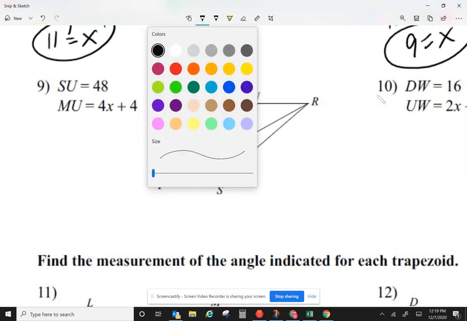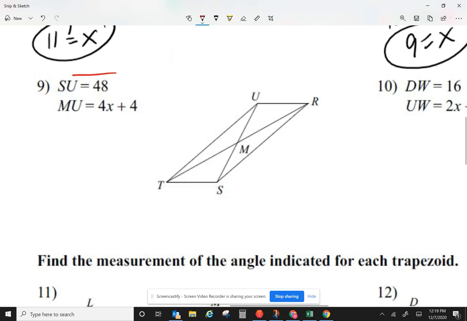Now let's take a look at SU. From S all the way to U. If you notice, that's the whole segment now. That's the whole diagonal. Remember how I said the whole diagonal gets cut in half? So the whole diagonal is SU. So the whole thing is 48. I'm just going to cut it into 24 and 24. All right, the whole segment is 48.